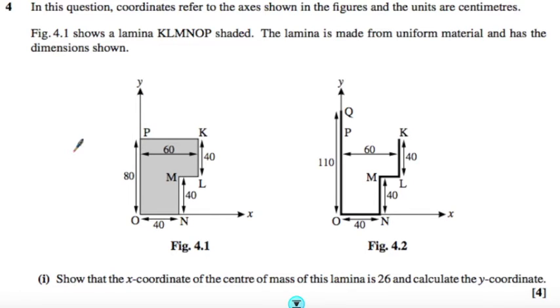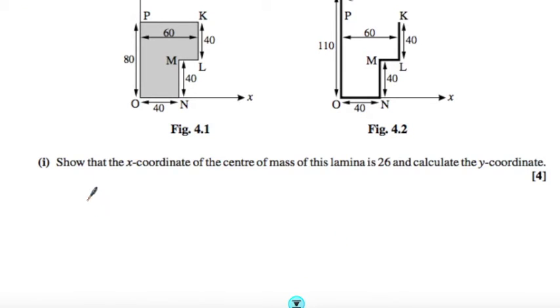Right, question 4. In this question, coordinates refer to the axes shown in the figures in units, centimetres. Figure 4.1 shows laminar KLMNOP, still can't get the alphabet right, shaded. The laminar is made from uniform metal and has dimensions shown below. Show the x coordinate of the centre of mass of this laminar is 26 and calculate the y coordinate.